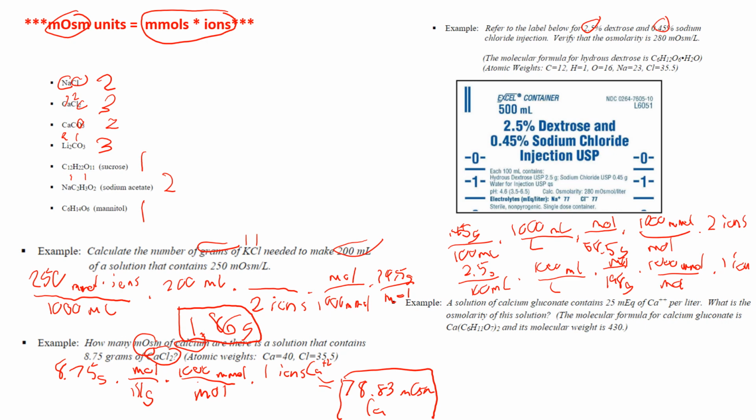But with this, we should have everything, so let me just plug it in my calculator. So 0.45 times 1000 divided by 58.5 times 1000 times 2. With that, we get, oh, and divided by 100 at the very beginning. So we get 153.8 for the sodium. For the sodium and chloride, I should say.